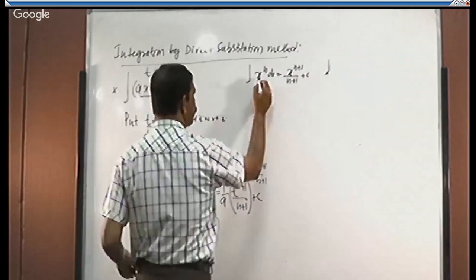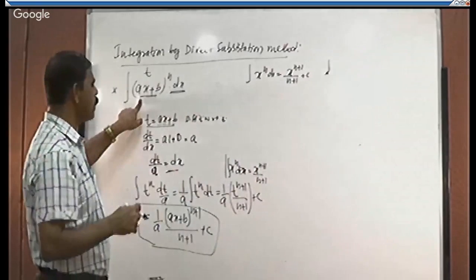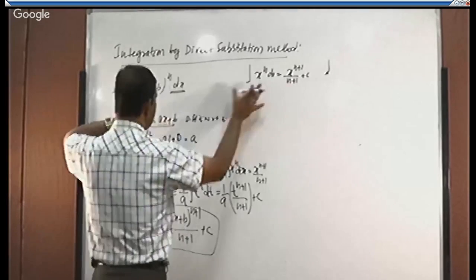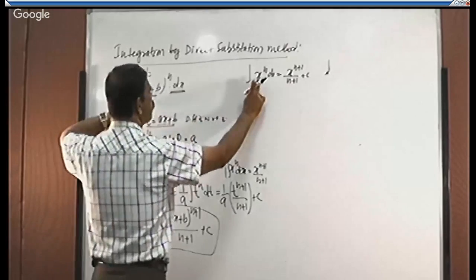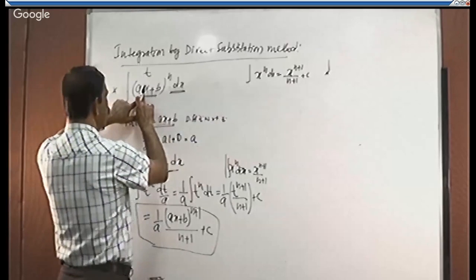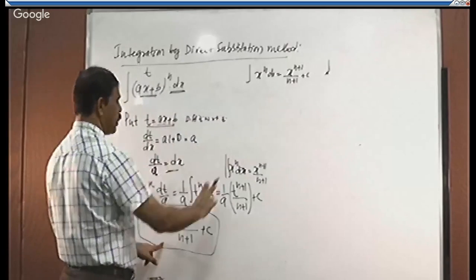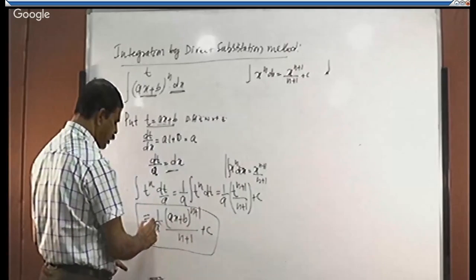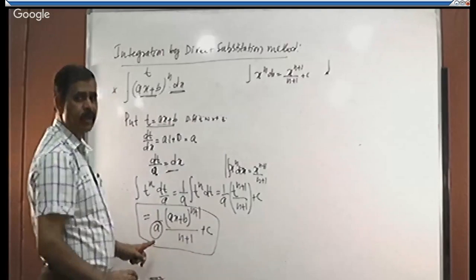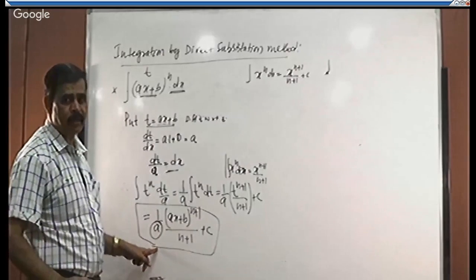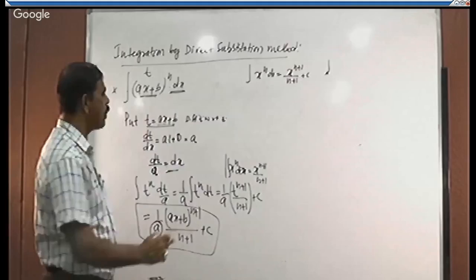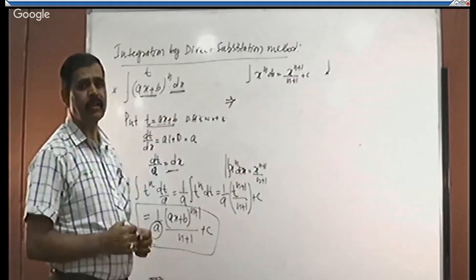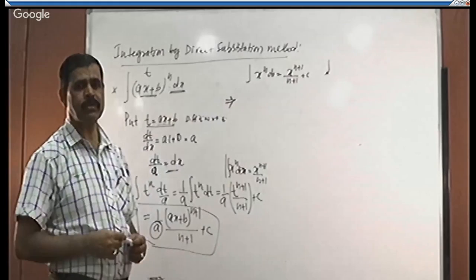In place of x, see what is there? ax plus b. So the only difference between this integral and this integral is what? In place of x, we have ax plus b. See the answer. In place of x, we have ax plus b. What is extra? Extra is the x coefficient, which will be in the denominator. So using this, we can write all the standard integrals into the direct substitution method.